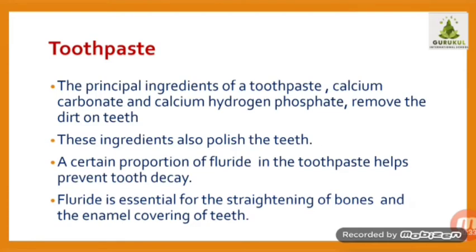Now, what are the principal ingredients of toothpaste? That means what material is toothpaste made up of? The key, principal ingredients are calcium carbonate and calcium hydrogen phosphate. These two important chemicals are present inside the toothpaste, and what do they do? They remove the dirt on teeth.